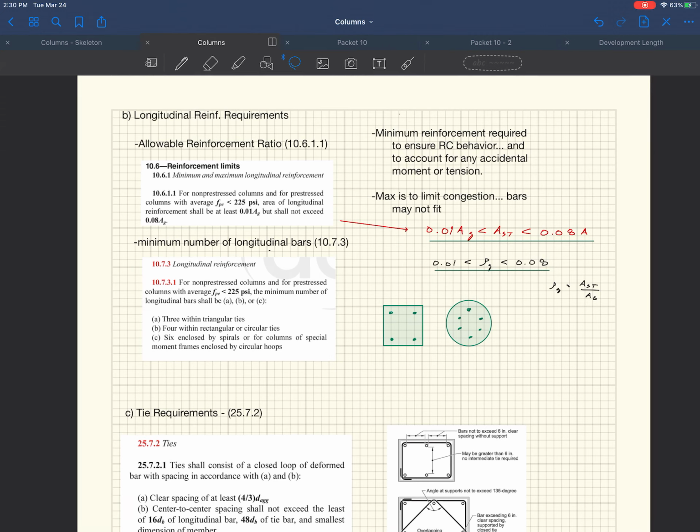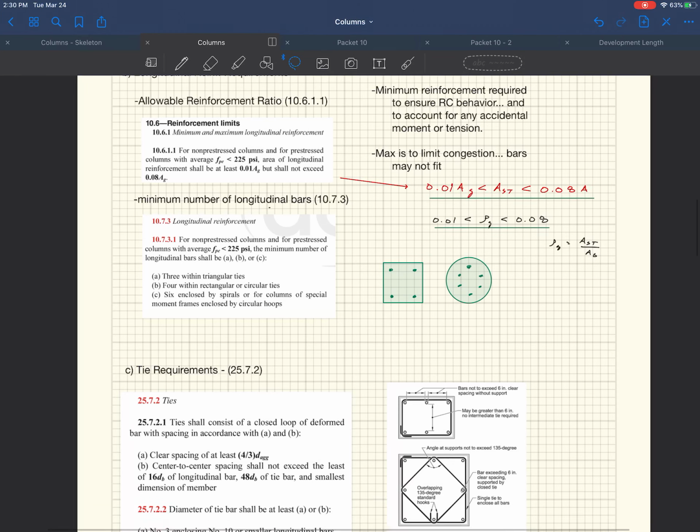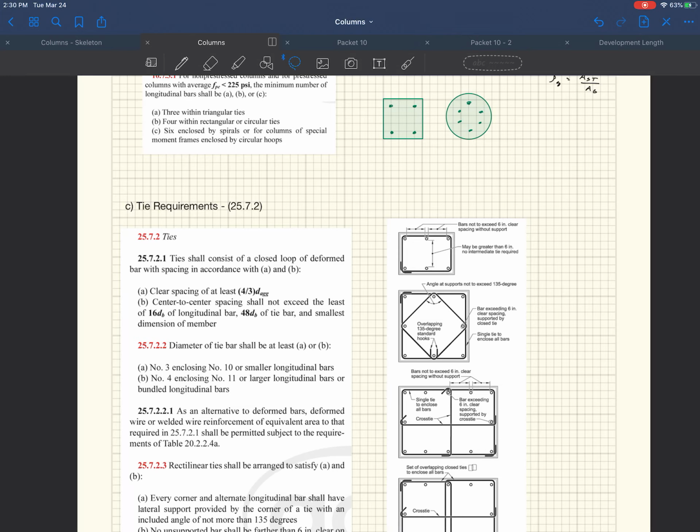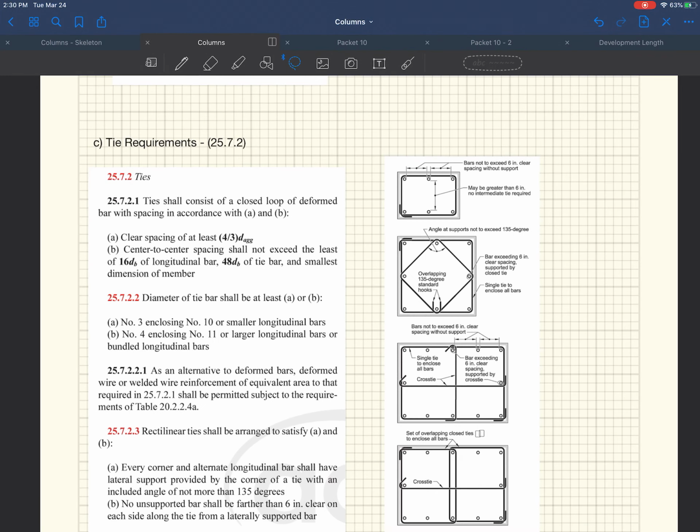When you're picking longitudinal reinforcement, you just have to make sure you're within those limits, and you have to use the minimum number of reinforcing bars. Okay, so then we come on to tie requirements. Ties are super easy to design. It's very prescriptive. Remember, these ties are confining the core. They're also being used for shear as well. So if you have axial load and bending, you're going to have some shear in there, and you have to design for that as well.